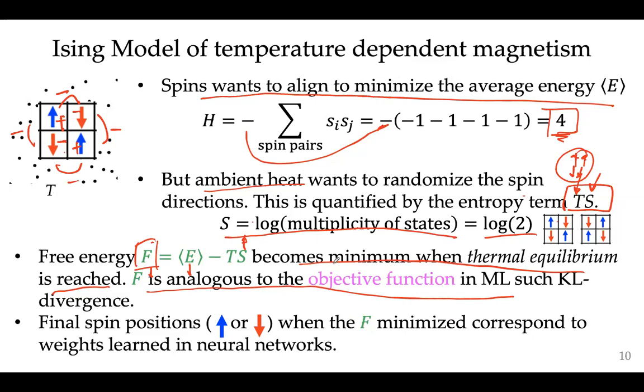So if we are to make a connection between spin systems, Ising's spin model, and neural networks, I can say this: let's say you have multiple spins, and each of them can be up or down. The final spin positions, when the free energy is minimized, correspond to weights learned in neural networks. They can be up or down, in this case +1 or -1. So those would be the weights in the neural networks.